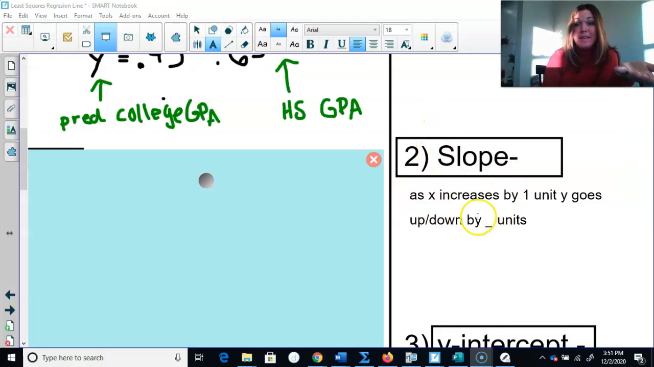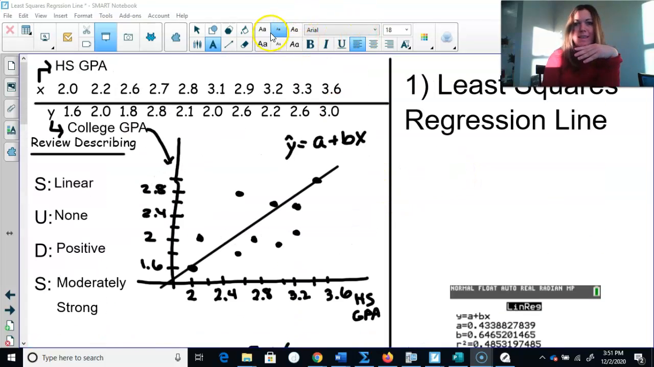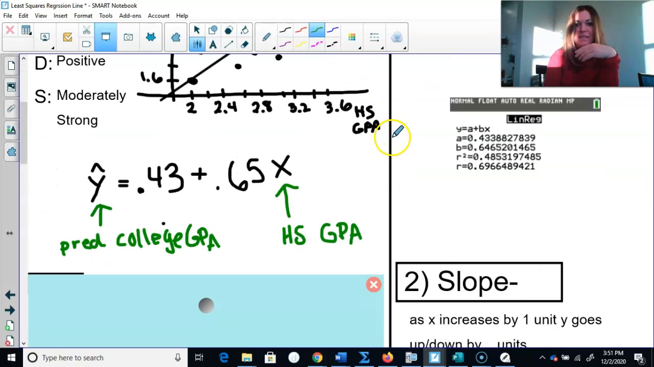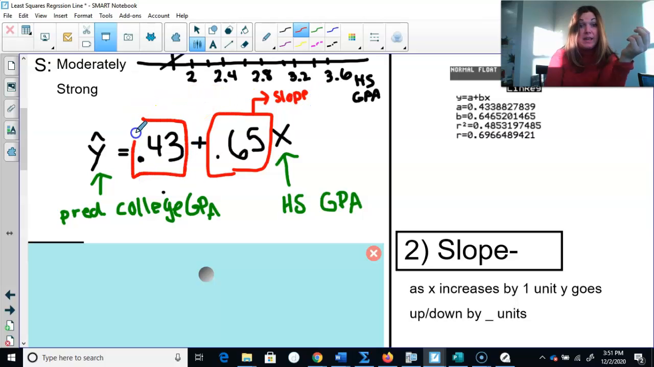Okay, so you're going to use this sentence frame to help you interpret the slope. Like I said, whatever number is next to the X, this coefficient right here, this is your slope. Always. And this constant here, meaning there's no variable by it, A, that's going to be your y-intercept. So we have our slope right here, and we have our y-intercept right here.